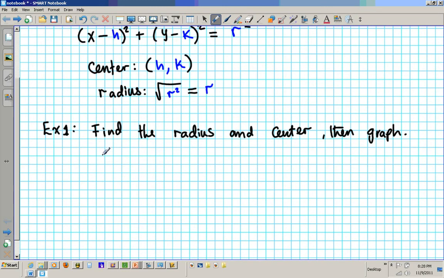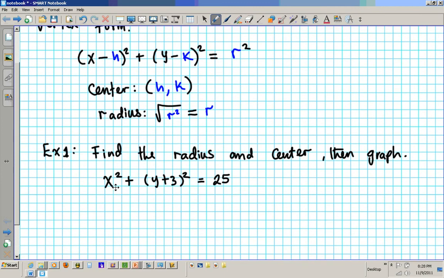Alright, let's say the equation is x squared plus (y + 3)^2 equals 25. So let's find the center here. In order to find the center, we need to have this written in vertex form. So there has to be a number next to the x in the parentheses and a number next to the y. We see that the y is already written in that form, but we need a number for the x.